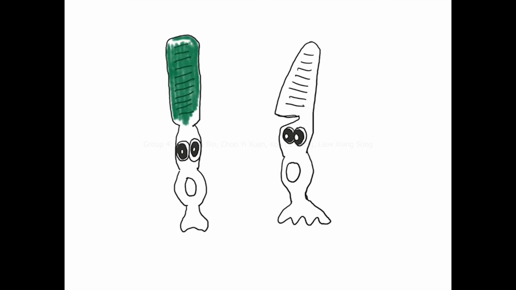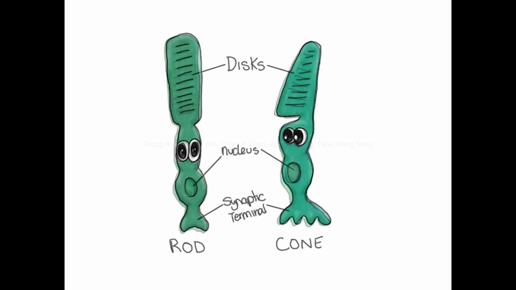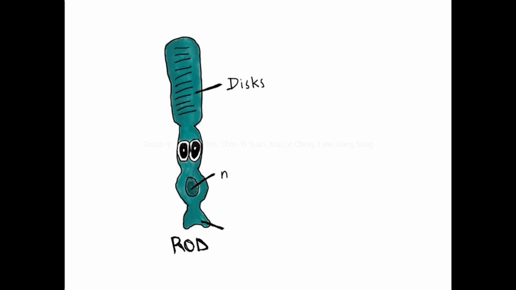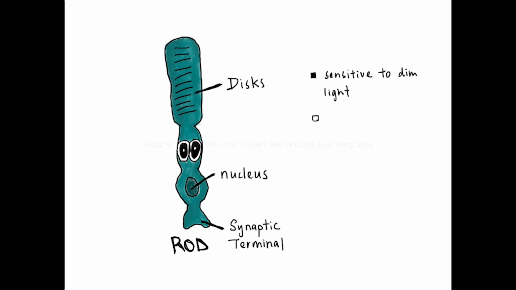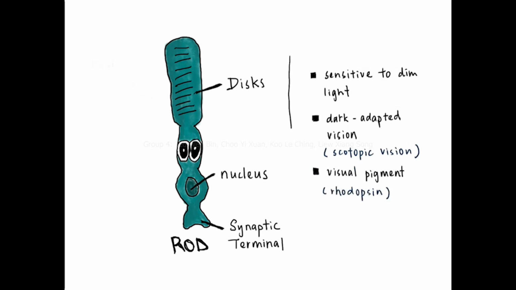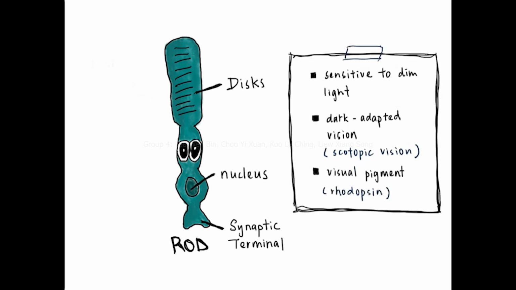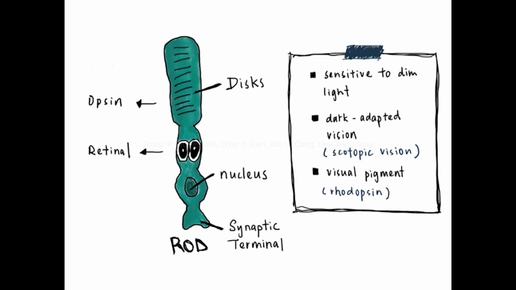In our eyes, there are two important photoreceptors, rods and cones, that play a major role in this process. A rod is a photoreceptor cell which is sensitive to dim light and responsible for monochromatic, dark adapted vision, which is called scotopic vision. The visual pigment of rods is called rhodopsin, and each rhodopsin molecule consists of two major parts, which are opsin and retinal.